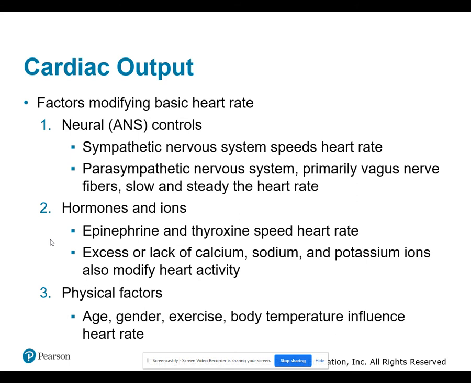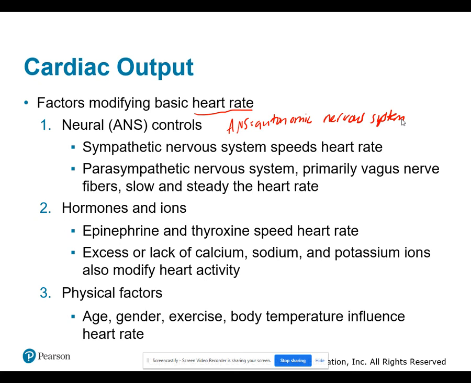Now, if we look at the other side, instead of stroke volume, here we're going to look at basic things that affect heart rate. Some of these things you've heard before. We have neural controls, and your neural controls is your ANS, remember, ANS equals your autonomic nervous system. So your sympathetic branch helps speed the heart rate up, whereas the parasympathetic, primarily through your vagus nerve, slows and steadies the heart rate and slows it down when you're resting.